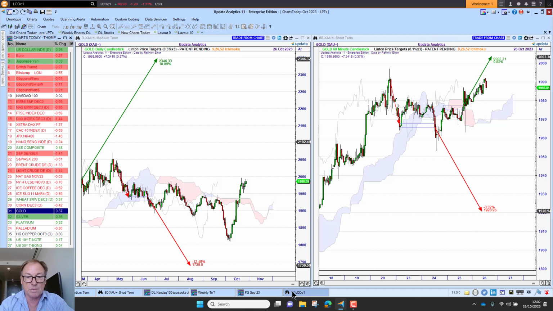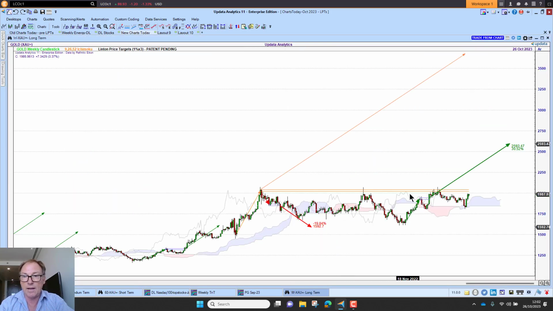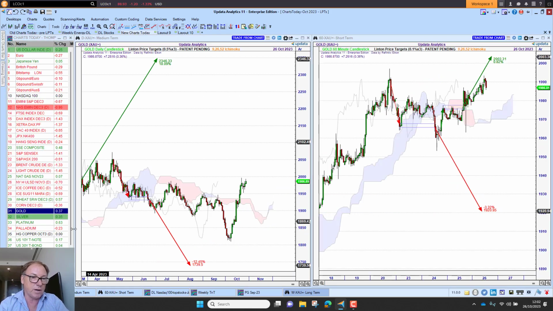We've got some big upside targets there for gold. And you can see here, this one has already been activated to 2,500. But this bigger one here, this long consolidation pattern will lead to a big move for gold. So that's certainly something to watch there. That's on the weekly chart.